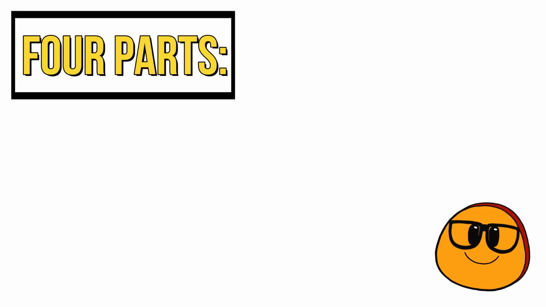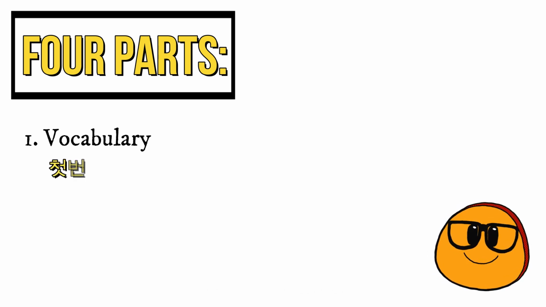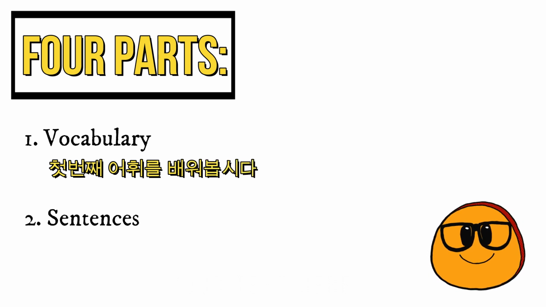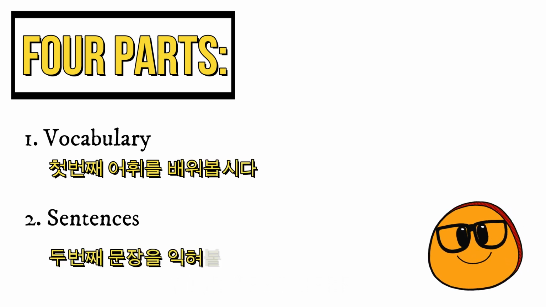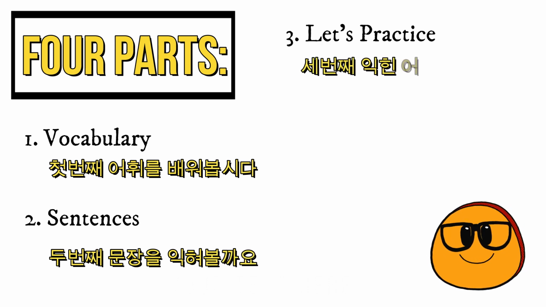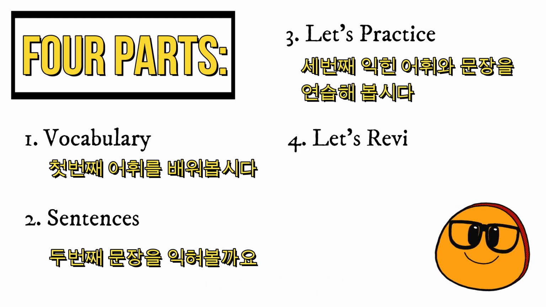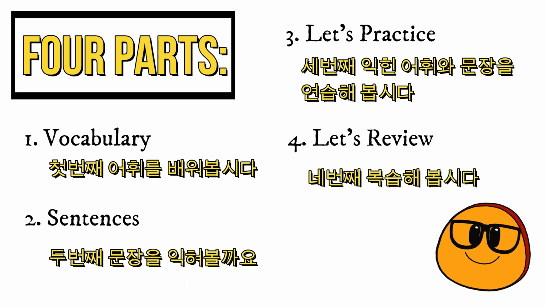There will be 4 parts. 4가지 활동을 할 것입니다. First, vocabulary. 첫 번째, 어휘를 배워봅시다. Second, sentences. 두 번째, 문장을 익혀볼까요? Third, let's practice. 세 번째, 익힌 어휘와 문장을 연습해봅시다. And fourth, let's review. 네 번째, 복습해봅시다. Are you ready? Let's get started.